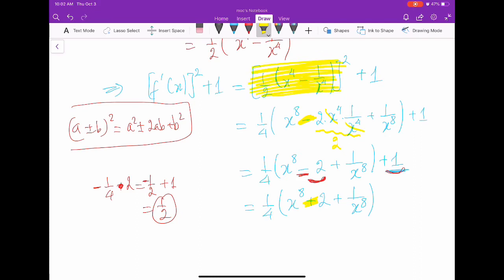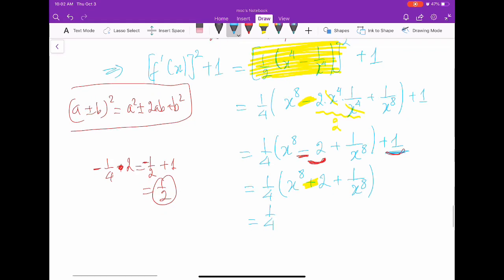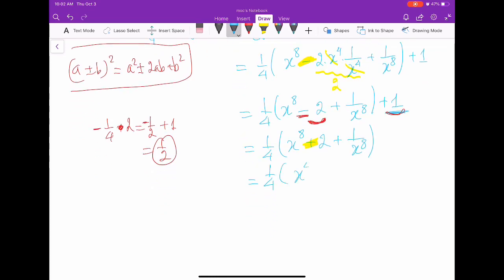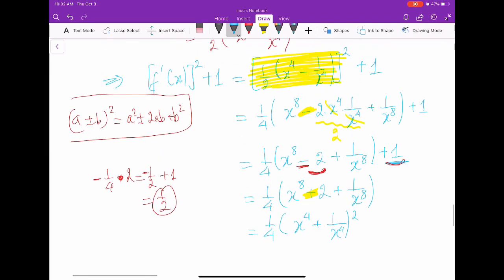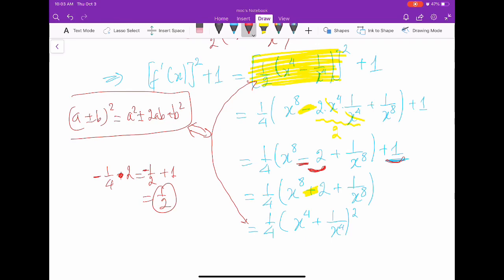Okay, so I will get 1/4 x to the 4th plus 1 over x to the 4th, and then square. You see this? If you compare this formula with the last one in here, you can see, and then we use the formulas in here. All right, so that is what happened under the square root.